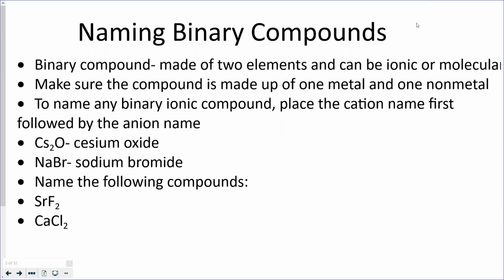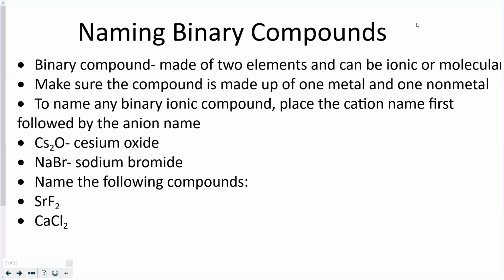All right, so let's look at putting this together and actually naming binary compounds. So binary compounds, bi means 2. So this is simply made of 2 elements, and we have binary ionic compounds and binary molecular compounds. So we're just going to look at the ionic ones today. Whenever you're naming, always double check and make sure the compound is made of 1 metal and 1 nonmetal. That way you can use your ionic rules.